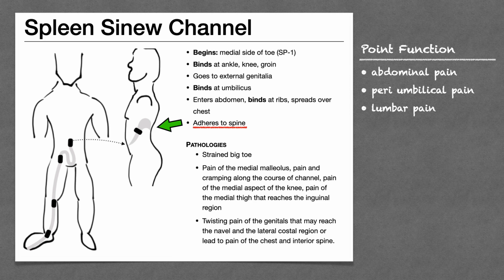So if you're just looking at the pathway of the primary channel, those indications might look a little weird, like how can spleen points treat lumbar pain when the spleen channel doesn't really go to the lumbar area? Well, the reason we can treat lumbar pain is because the sinew channel adheres to the spine. So all of these pathologies should make sense in terms of the pathway of the sinew channel.